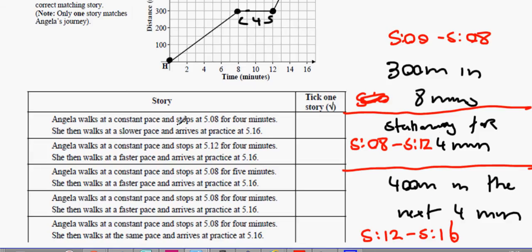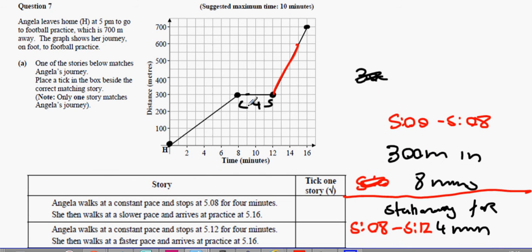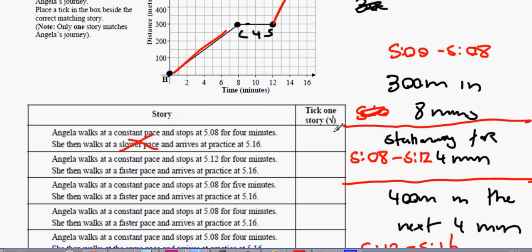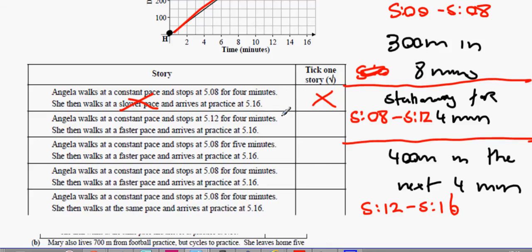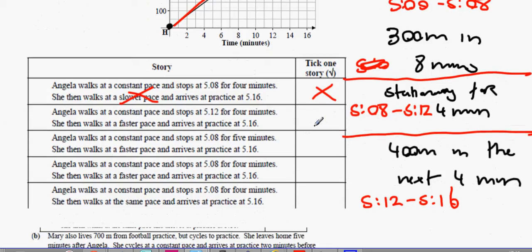Angela walks at a constant pace and stops at 5:08 for 4 minutes. She then walks at a slower pace to practice at 5:16. She walks at a faster pace, because we can see that the slope is much steeper, so this part is wrong. Next: Angela walks at a constant pace and stops at 5:12 for 4 minutes. No, she doesn't stop at 5:12. Next: she stops at 5:08 for 5 minutes. She stops for 4 minutes, not 5 minutes.